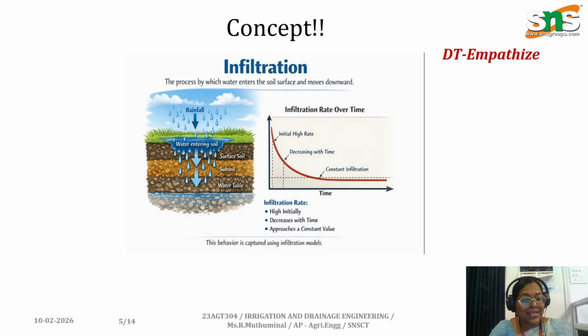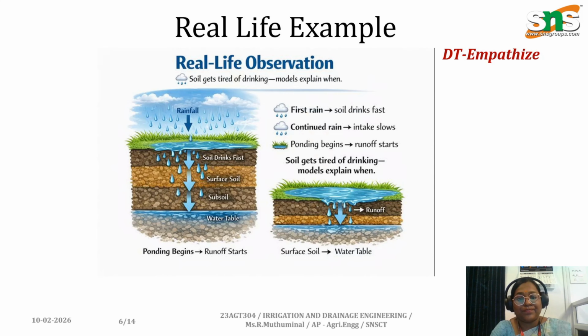As you can see here, initially when rainfall spreads over the top surface, the water enters into the soil. The soil is of three kinds: surface soil, subsurface soil and then subsoil, and then it finally reaches the water table, as shown in this pictorial representation.